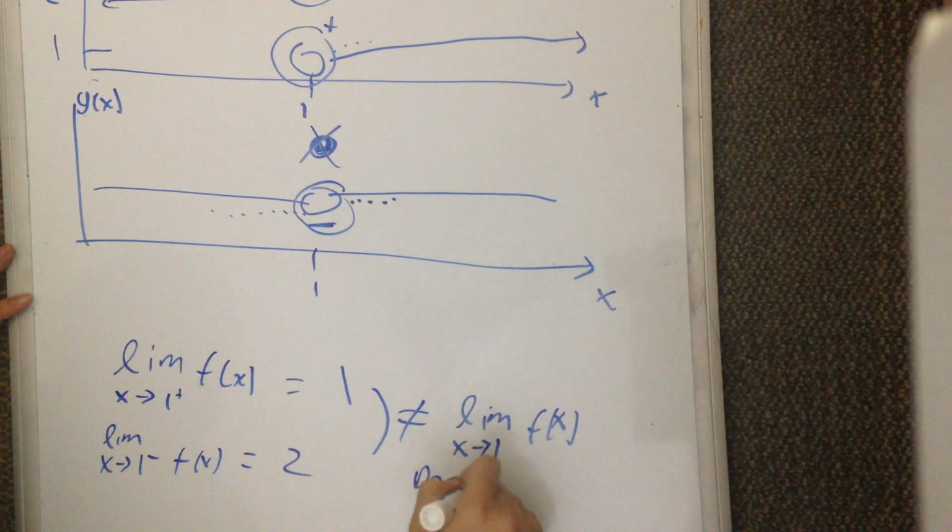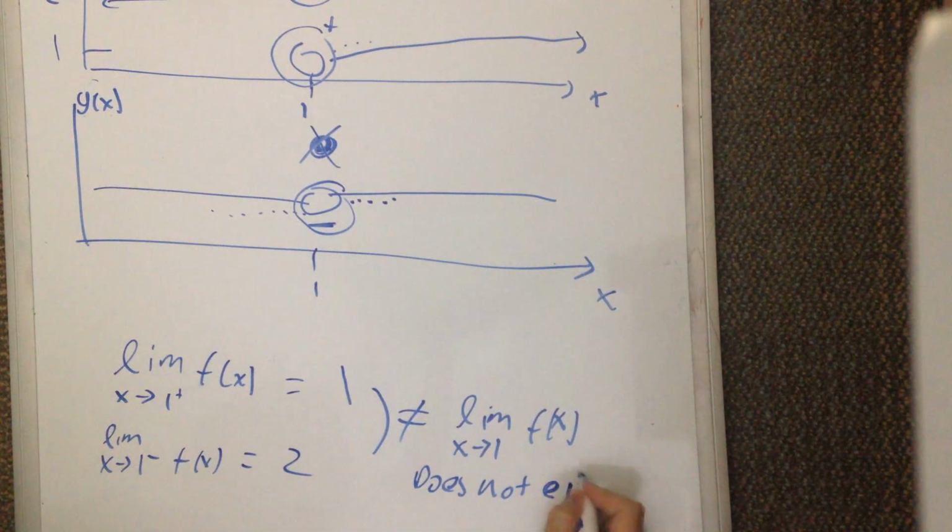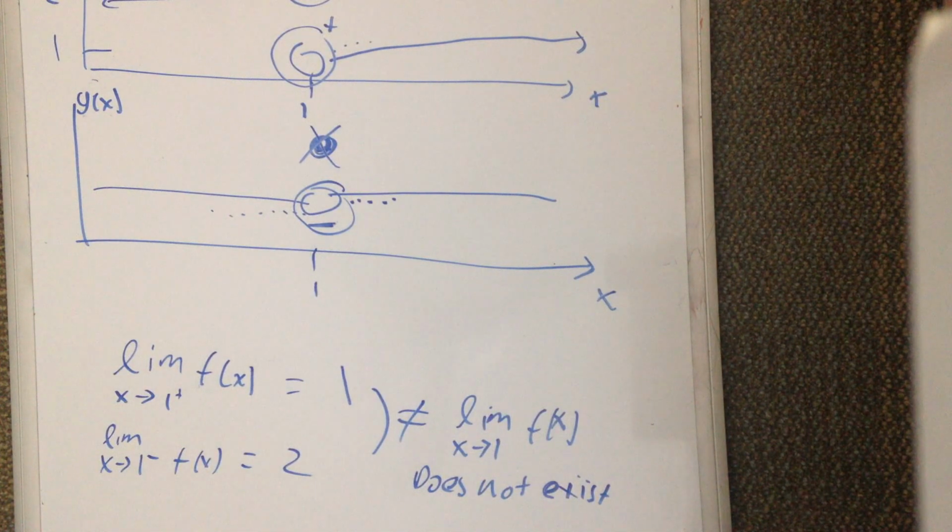DNE. One time in my math class, everyone wrote DNE for does not exist, and my professor was wondering why everyone wrote 1 on their paper, because obviously it was wrong. And then they realized.